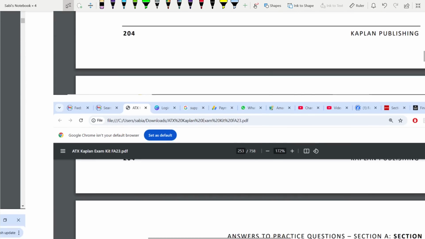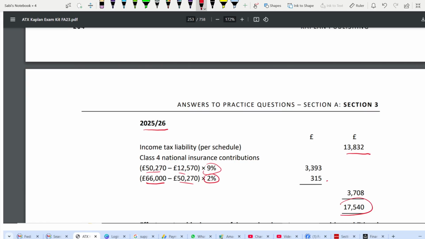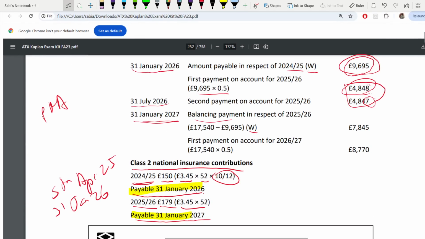Therefore, first this is the threshold, 50 minus 270 minus this at 9%. The excess 66 over the upper limit will be at 2%. Add this and add it with income tax. This is the total. Okay. So from 17,540, you deduct this one. It is this, and half of it you will pay as a first payment on account on this date. That is this. Okay.